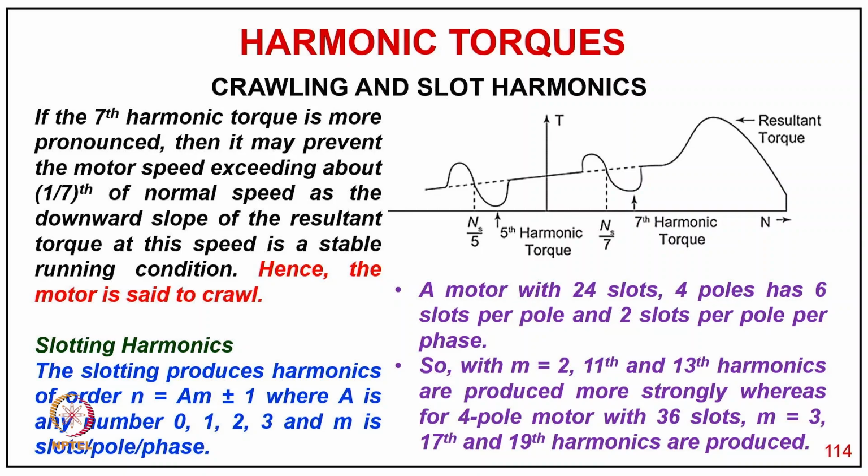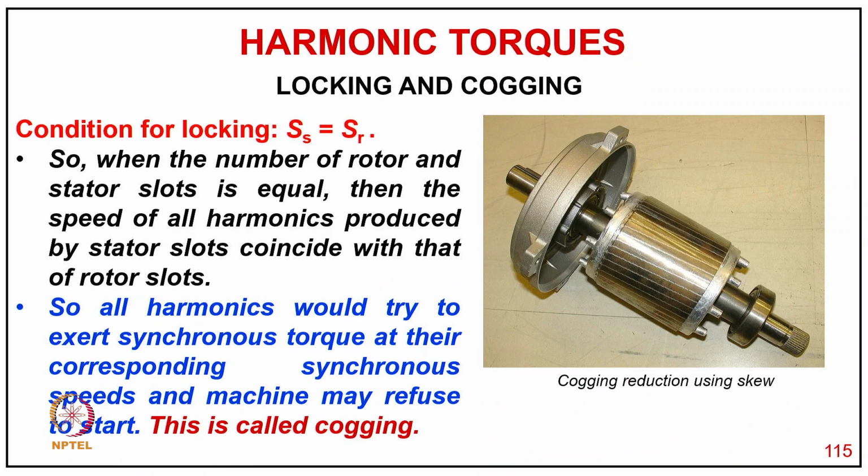Slotting produces harmonics of order n equal to 2amp plus or minus 1, where a is any integer 0, 1, 2, 3, and m is the slots per pole per phase. So a motor with 24 slots, 4 poles has 6 slots per pole and 2 slots per pole per phase. So with m equal to 2, the 11th and 13th harmonics are produced more strongly, whereas for a 4-pole machine with 36 slots, m equal to 3, the 17th and 19th harmonics are produced.